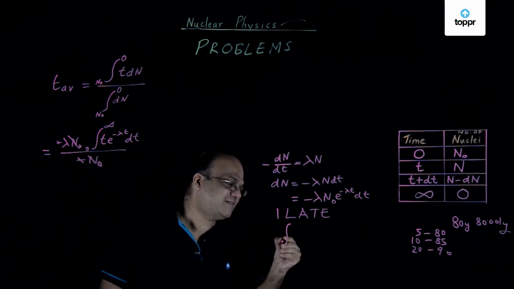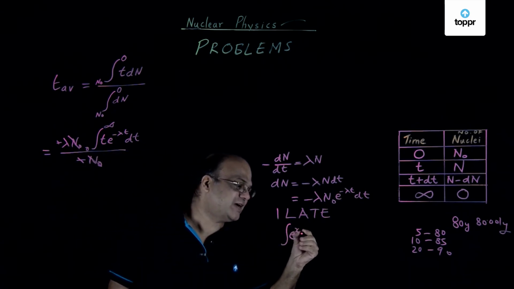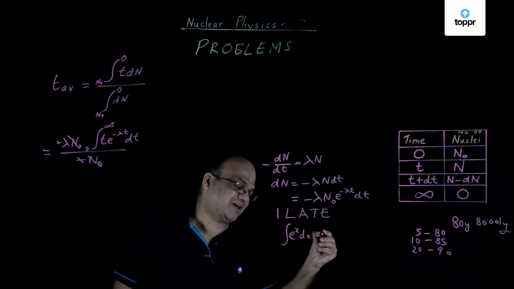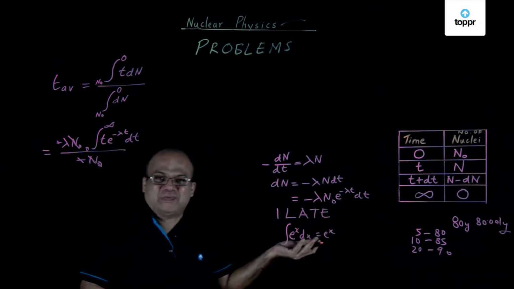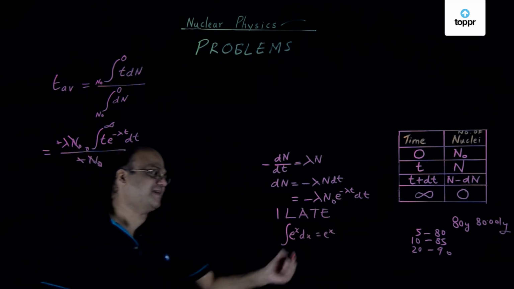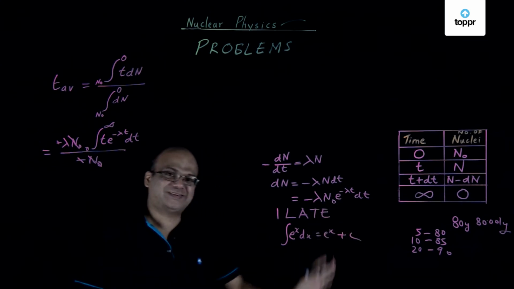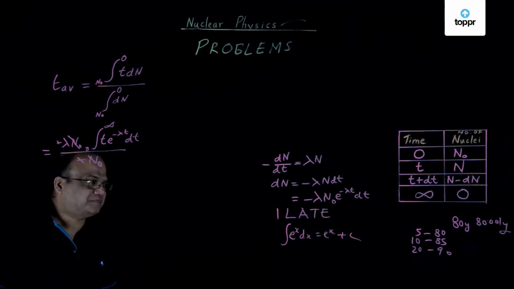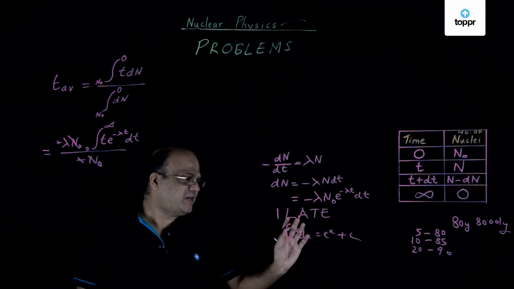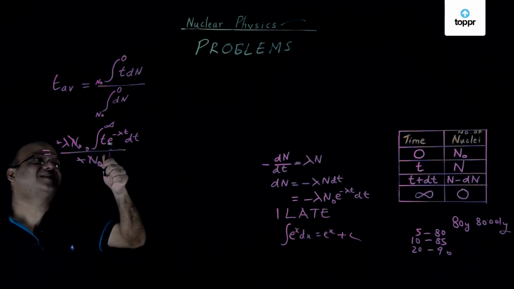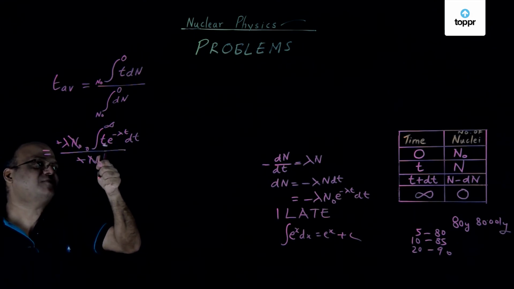Exponential functions are always easy to integrate, right? E to the power x is a very nice function. You integrate that, you get e to the power x. When you differentiate e to the power x, you get e to the power x. Plus c obviously you get, but integration is very easy. So here, this is an exponential function. So this will integrate and this will differentiate.